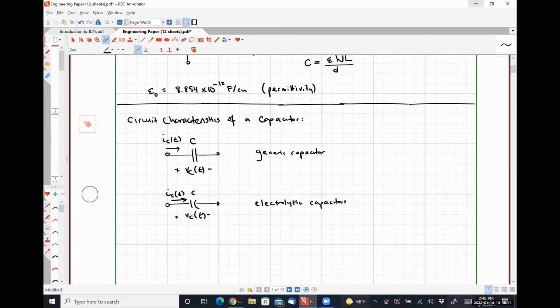Yes, sir. Polarized. Yeah, polarized, because it can only be put into a circuit with a specific polarity for it to work correctly. Okay.